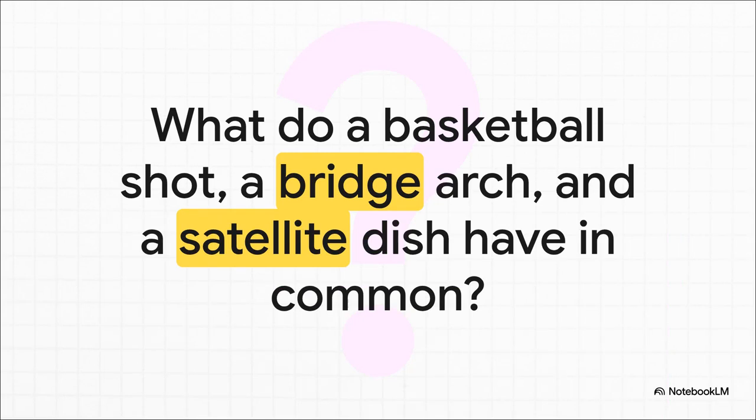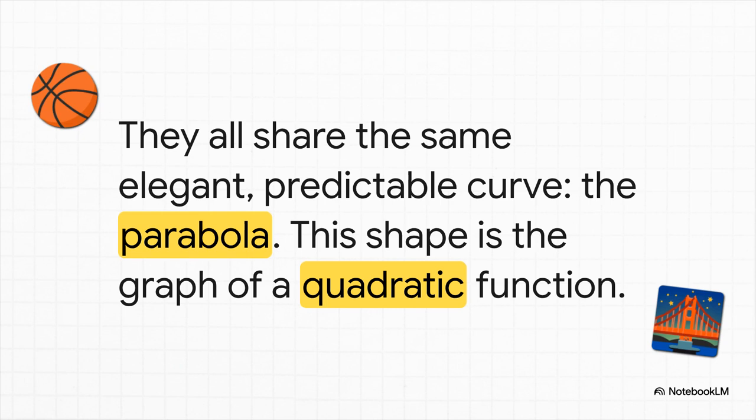I mean, this might seem like a totally random list, right? But they all share the exact same elegant, predictable curve. Think about it. The path a basketball takes to the hoop, that graceful arc of a bridge, even the shape of a dish pulling signals from space, they're all governed by the very same mathematical principle. How cool is that? And that shape, well, it's called a parabola.